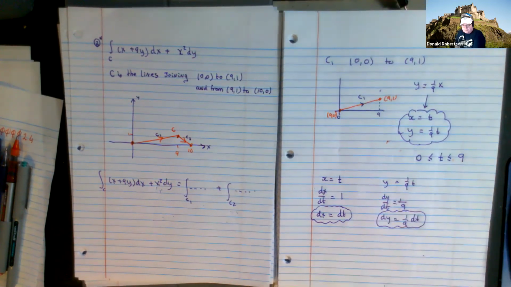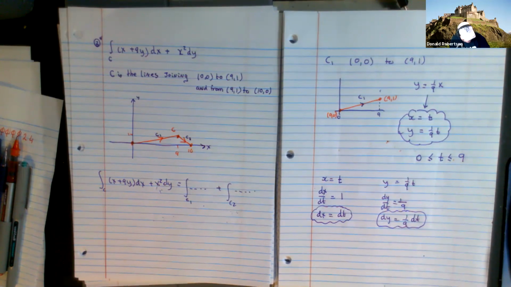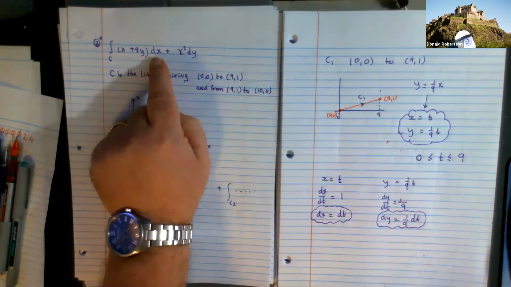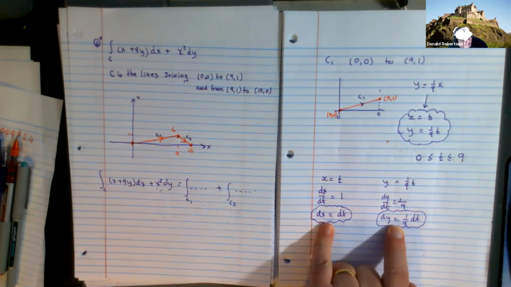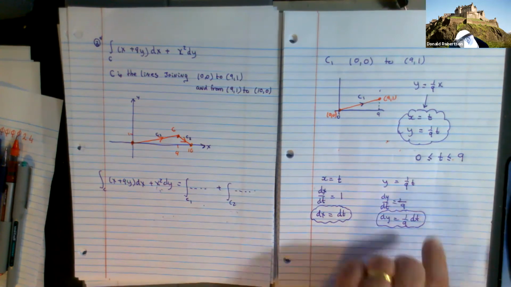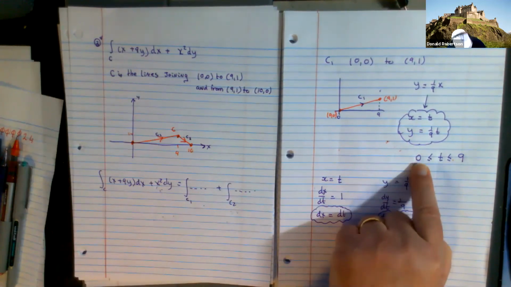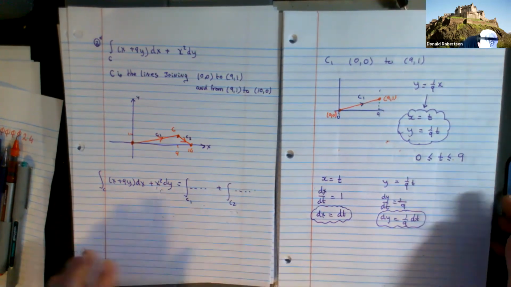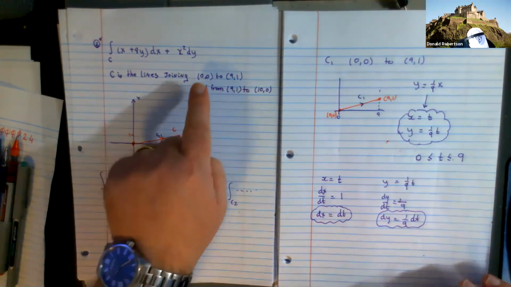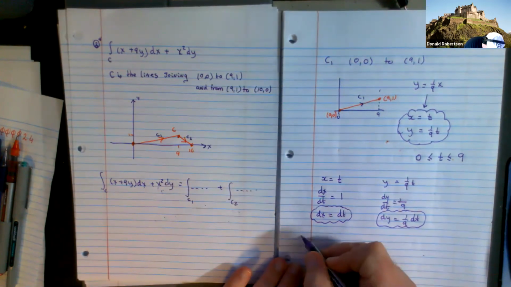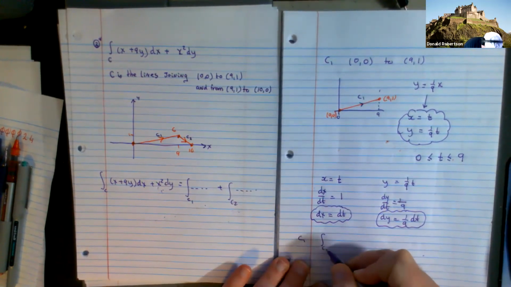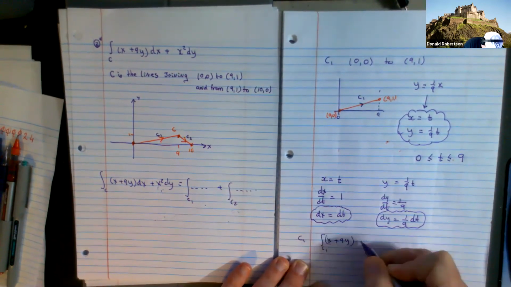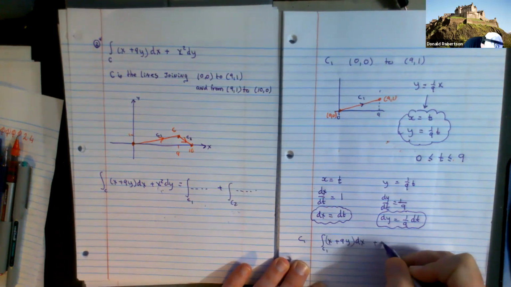right, that's everybody in terms of t now. All these x's and y's are in terms of t. The dx and the dy are now in terms of dt. I know what the start and finish are going to be, t equals 0 to t equals 9. You put that package together and you're basically done, at least for the first part, right? This bit here.